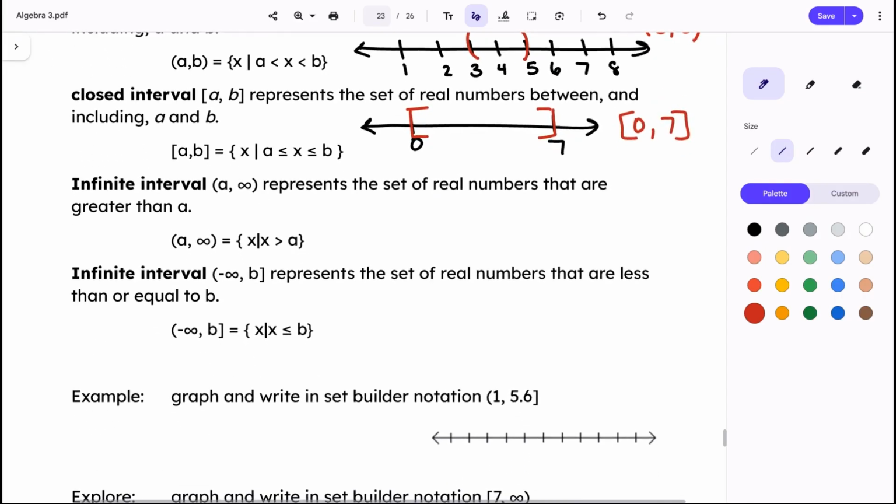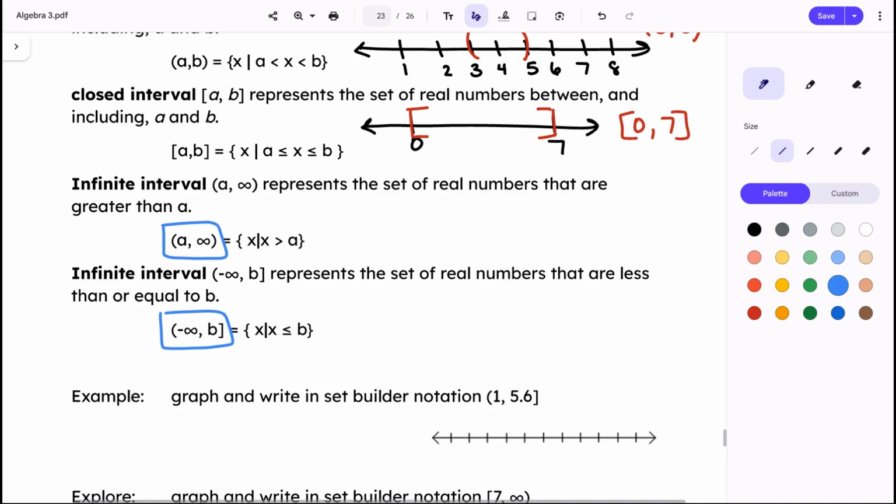When you have infinity being represented, it's always going to have a parenthesis by it. If you notice on both of these, the notation right here and right here, the top one has parenthesis A, comma, infinity, parenthesis, and the bottom one has parenthesis negative infinity, and then B with the hard bracket. You'll notice on both of those, by the infinity symbol, there's a parenthesis. And that's just because infinity is unlimited.